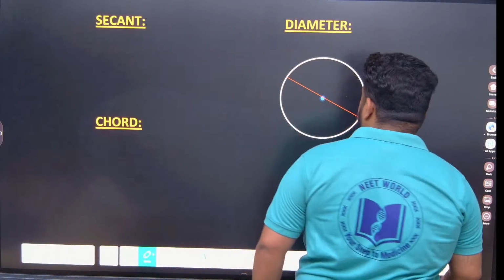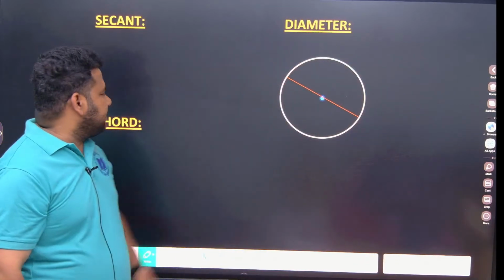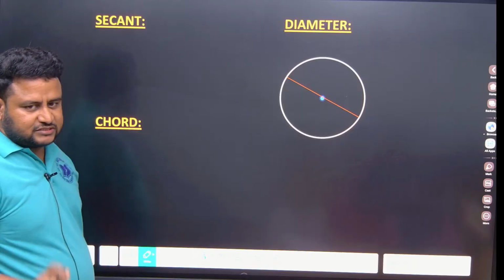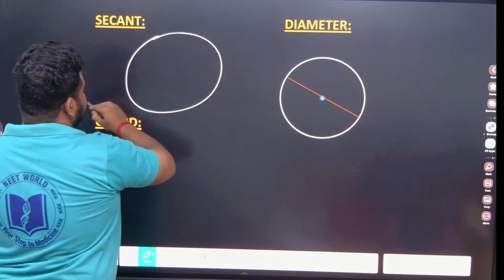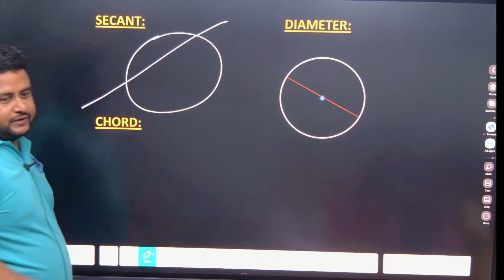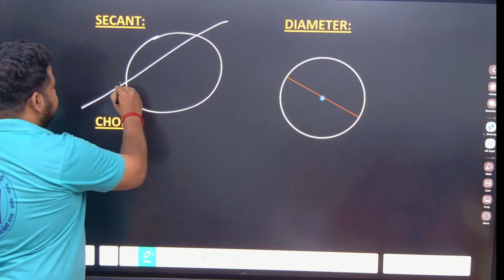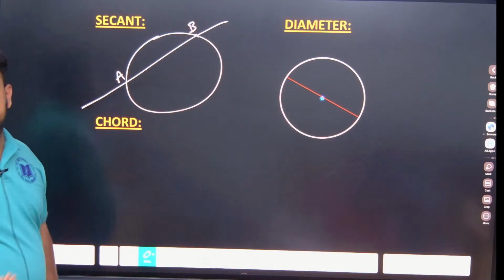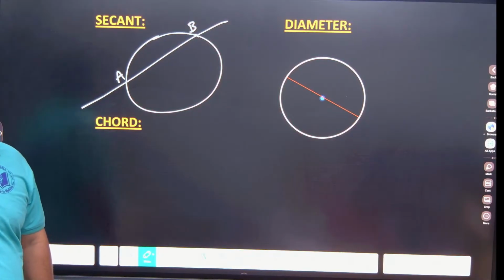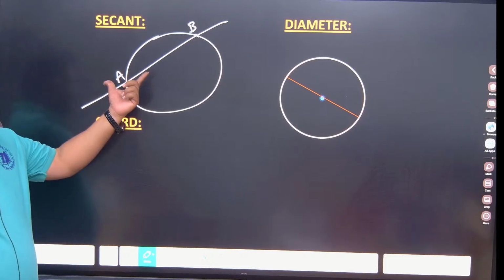Now we are talking about the types of circle. What is a secant, chord, diameter, all these things you have to know. First thing you have to learn is what is a secant. A secant is a line that cuts the circle at any point. Suppose I take these 2 points as A, B. This AB is called the chord of the circle.